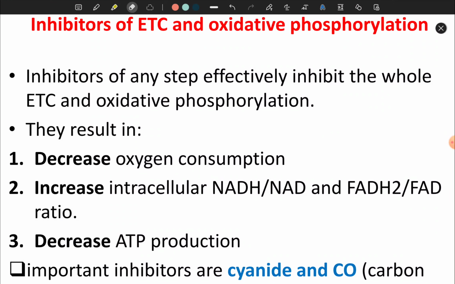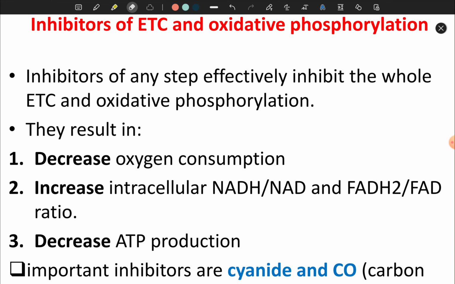Yes. So we have inhibitors and we have uncouplers. Inhibitors of the electron transport chain: an inhibitor of any step effectively inhibits the whole electron transport chain and oxidative phosphorylation. Barbiturates, cyanide, carbon monoxide are inhibitors. So they will inhibit ATP production in the electron transport chain. That's why they are called inhibitors of the chain.